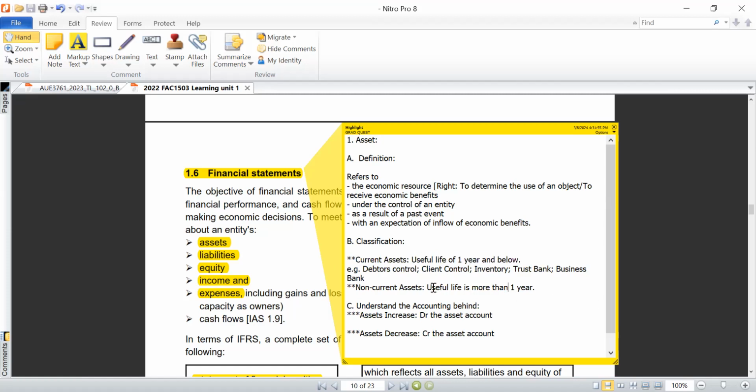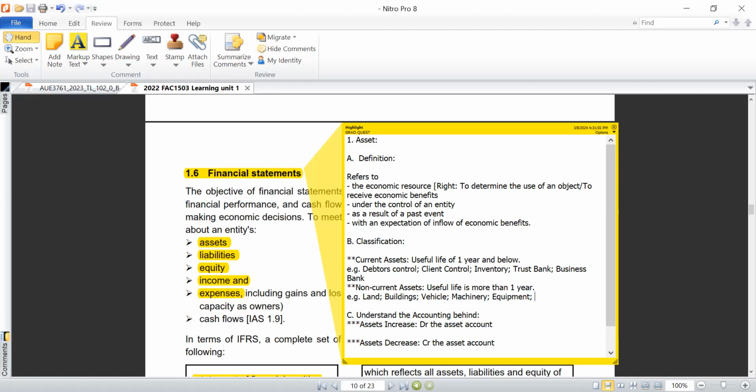With non-current assets, these are those type of assets with a useful life of more than 1 year. So their useful life is more than 1 year at most. Now, what are those typical types of assets with a useful life of more than a year? This can be land, buildings, vehicles, machinery, equipment, financial assets.